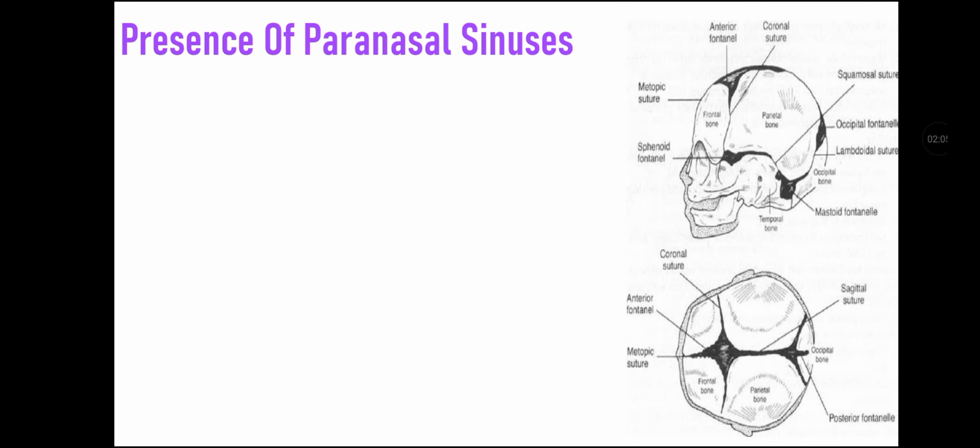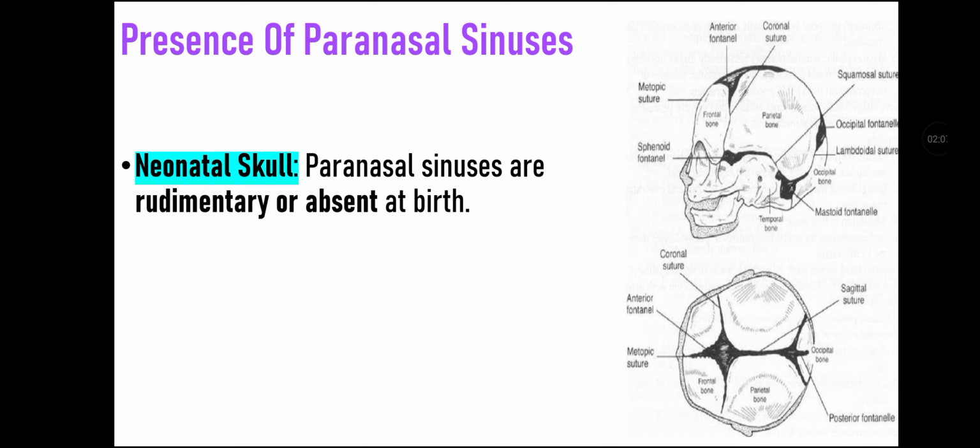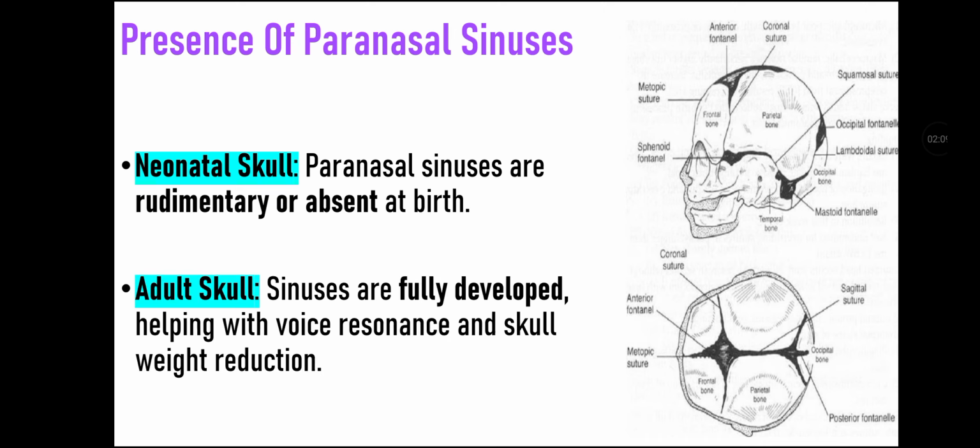Next is presence of paranasal sinuses. In neonatal skull, paranasal sinuses are rudimentary or absent at birth. But in adult skull, sinuses are fully developed, helping with voice resonance and skull weight reduction.